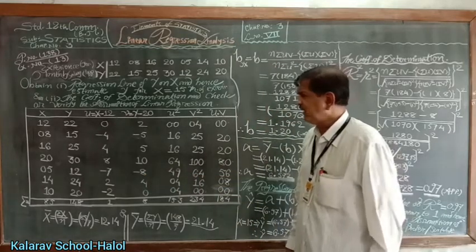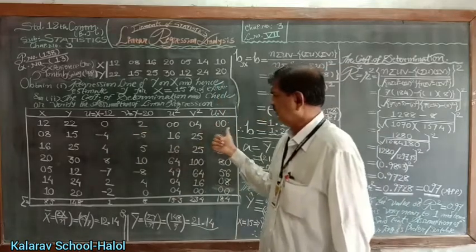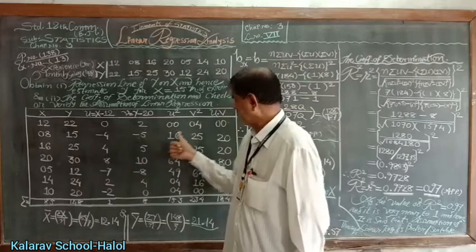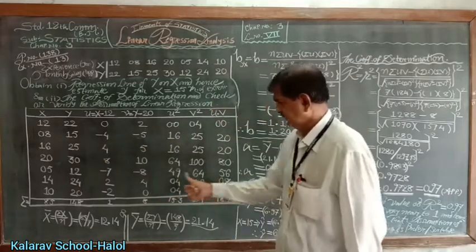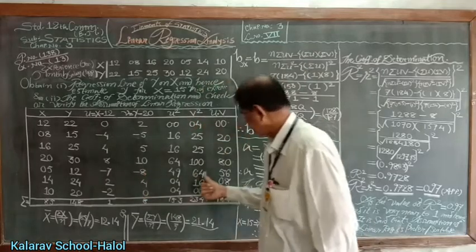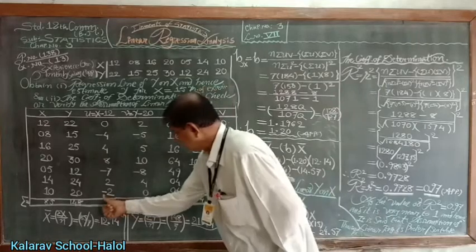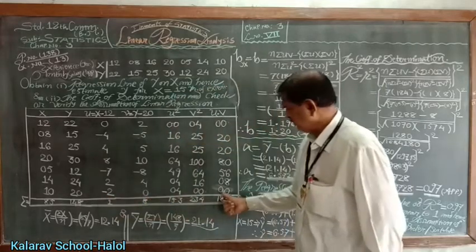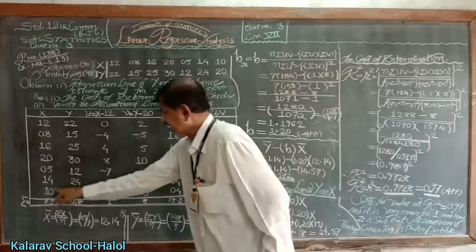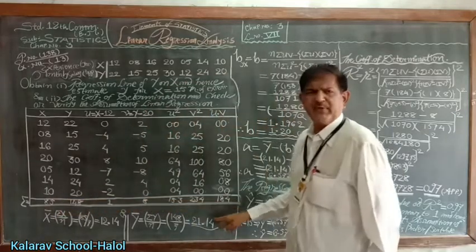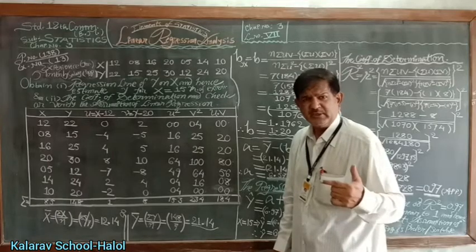Product means multiplication of u and v. 0 multiplied by any number is 0. 4 into 5 is 20 with a positive sign, because minus times minus is plus. 7 times 8 is 56, also plus, because of the minus sign. Minus 2 multiplied by 0 is 0. After completing this table, make the total of each column. Be careful while making the summation.